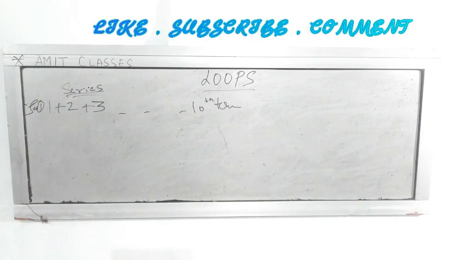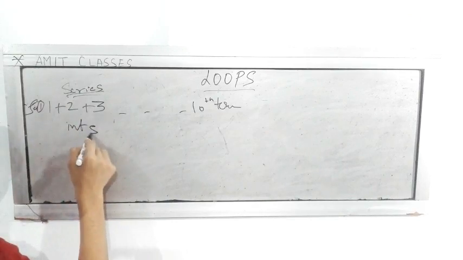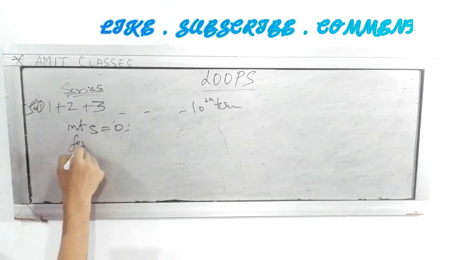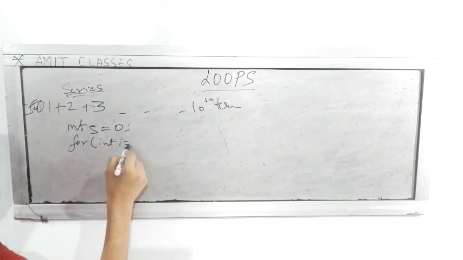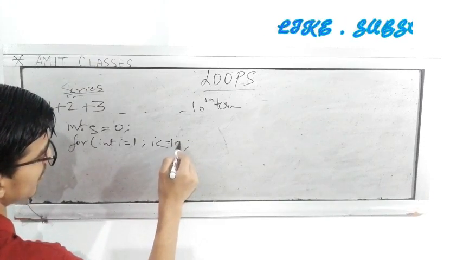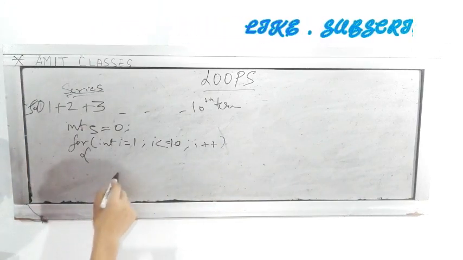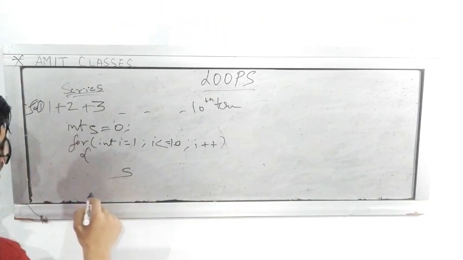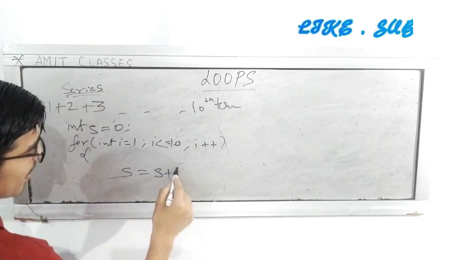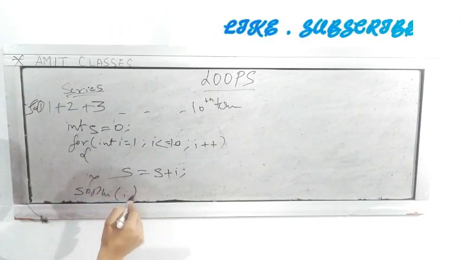So now we have the for loop, and for this we'll write like this, you will understand. int sum, s is equal to 0. for int i is equal to 1, i is less than or equal to 10, i plus plus. s is equal to s plus i, SOPLN i.